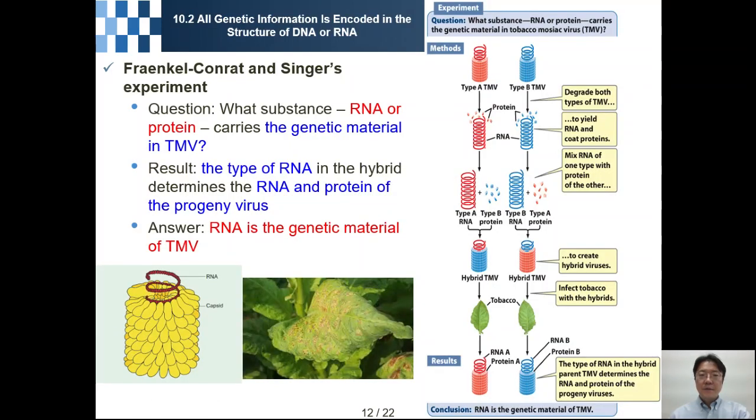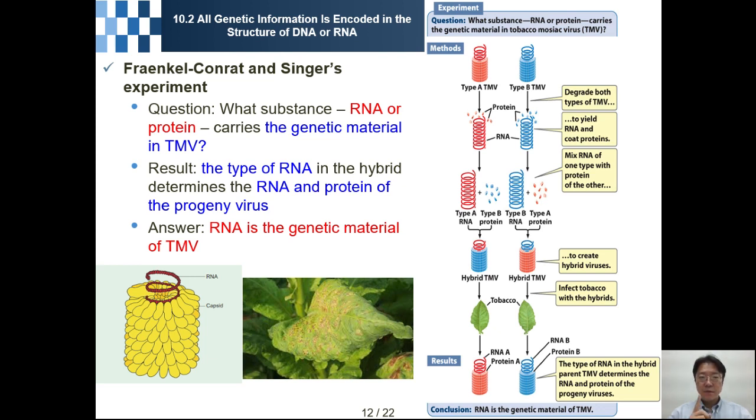So previously, we found that DNA is genetic material, and we also saw the DNA structure. DNA is a double helix structure. But the next question is, how about RNA? Is RNA genetic material? Can you answer?